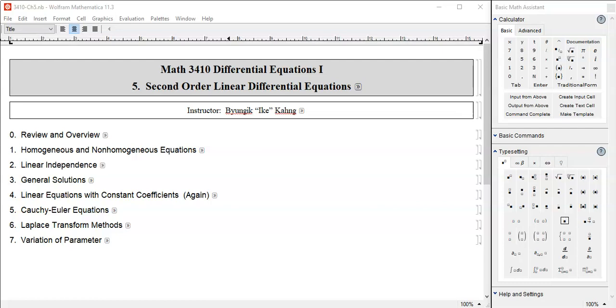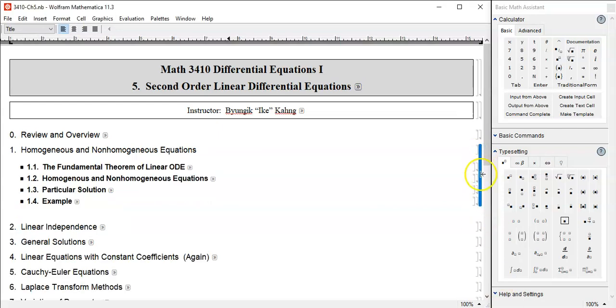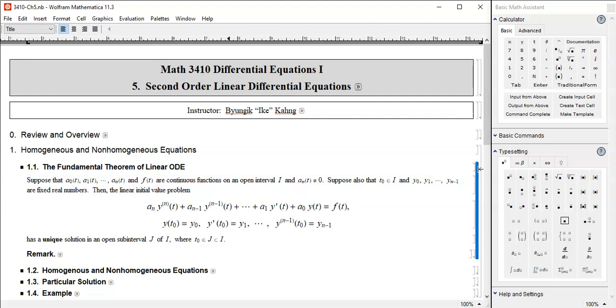Welcome back, students. Let us now go over to section 1 of this notebook, homogeneous and non-homogeneous equations. And let's begin with some theoretical background, the fundamental theorem of linear ordinary differential equations.